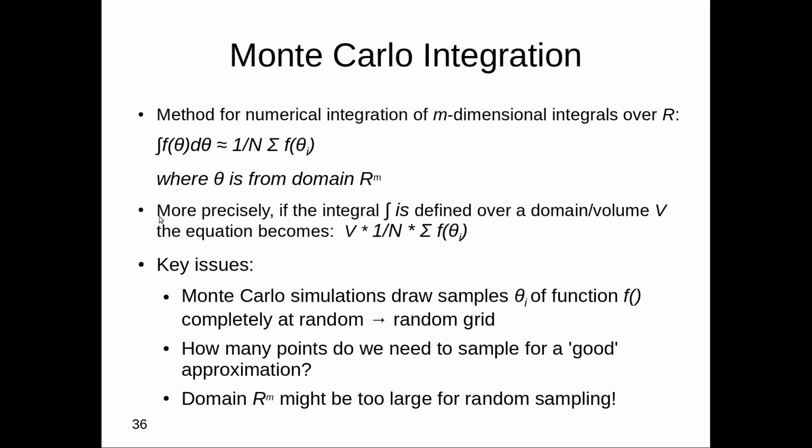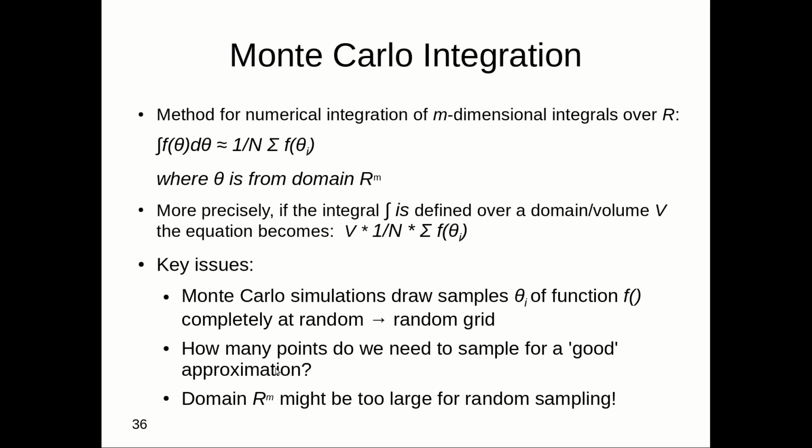Right. And so I'll spare you this, but some key issues with Monte Carlo simulations is that they draw those samples theta_i of our probability density function f completely at random, right? So they put a completely random grid onto the posterior probability space that we're actually trying to approximate. And one other key question is, how many points do we actually need to sample to obtain a good approximation? So that's kind of an open question.